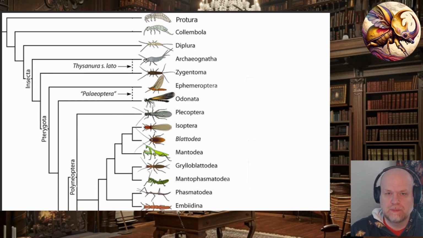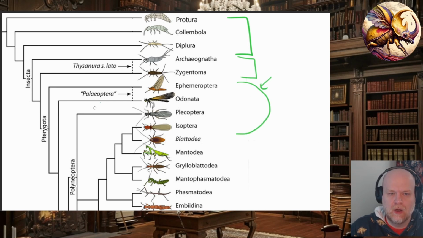The Palaeodictyoptera, where would they fall in our phylogenetic tree? We have the pre-insects and the ancient wingless insects. The Palaeodictyoptera had wings. So they are around this area. They're ancient insects. They likely are here between the Odonata and the Plecoptera in the insect tree of life.